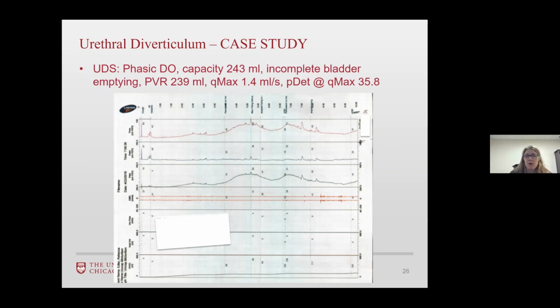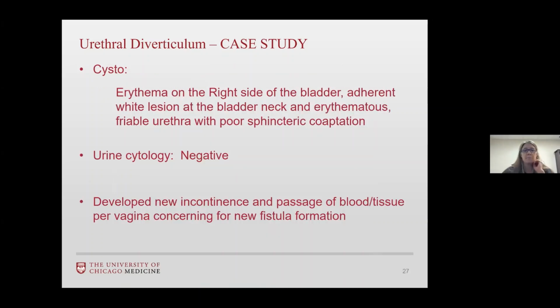And interestingly, her Qmax is about 1.4 mLs per second, and her P-det Qmax was very high, at 35.8. For a woman, that's very high, and we'll talk a little bit more about this later. But this is a sign that she's obstructed.